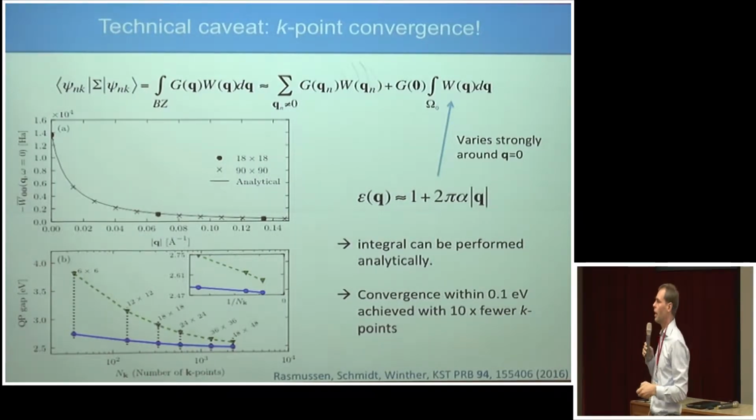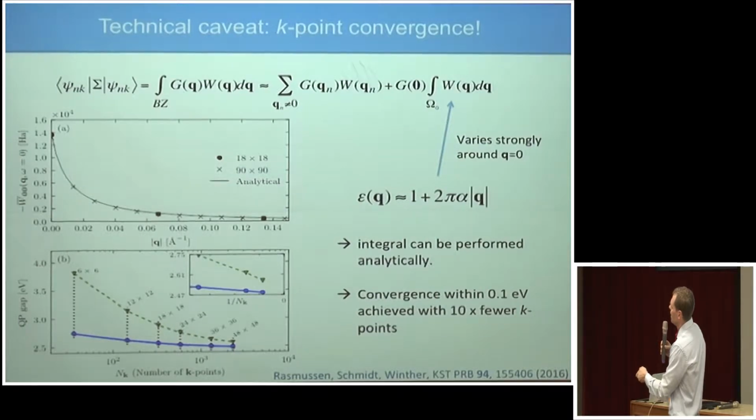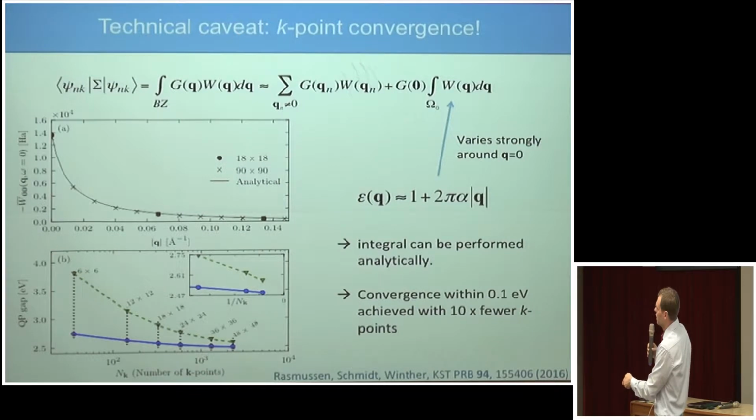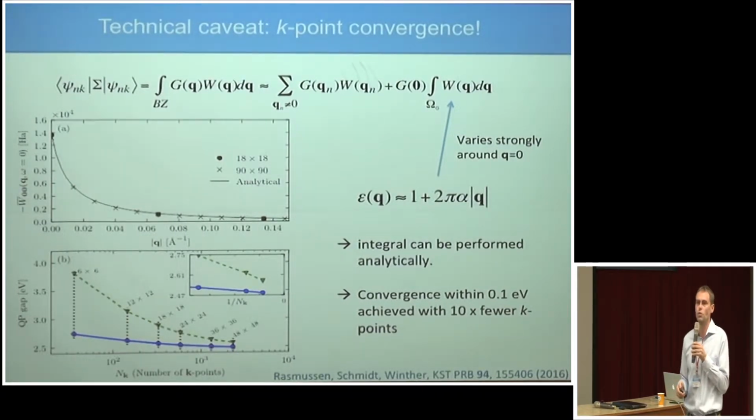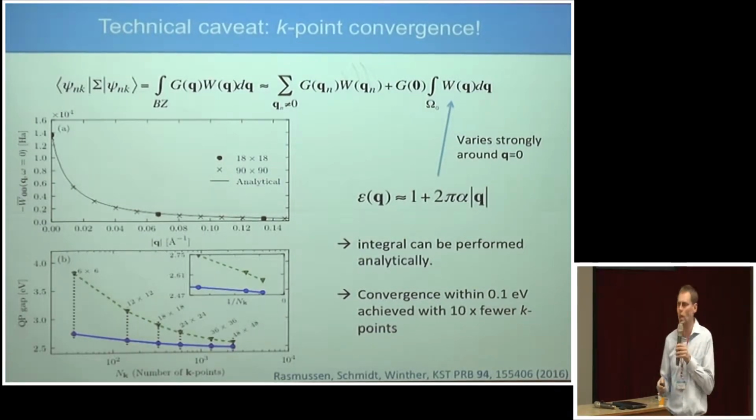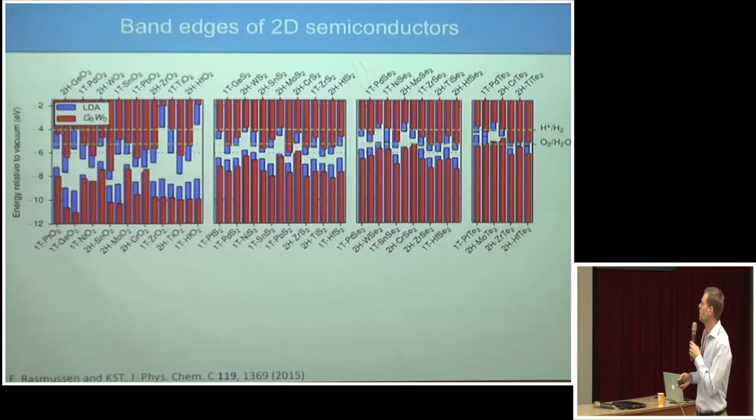So what we did was we did this integration around q equal to 0 analytically, because we actually know analytically the form of the dielectric constant around q equal to 0. So we can calculate alpha easily, and then we have this and we can perform the integral around q equal to 0 analytically. And this speeds up the calculations a lot, and you can see that the blue curve down here now shows the convergence of the quasi-particle gap with this new method. So we get converged with around 10 by 10 K-points. So this is an important point.